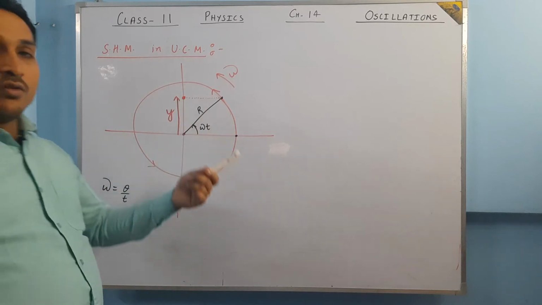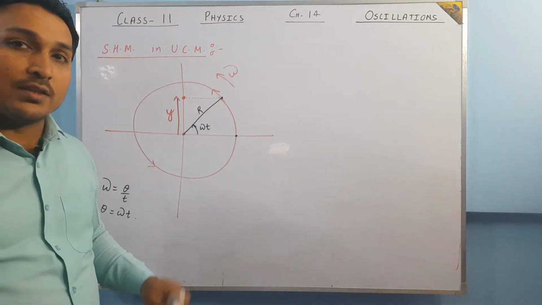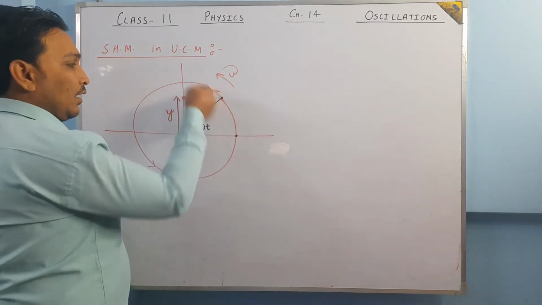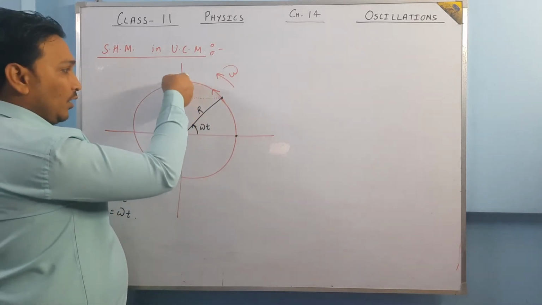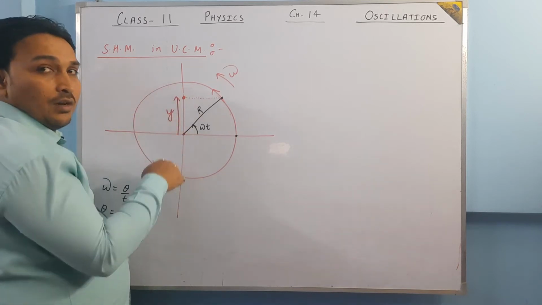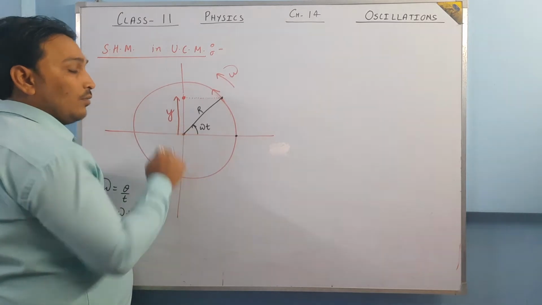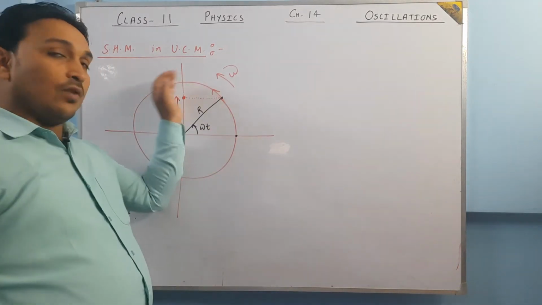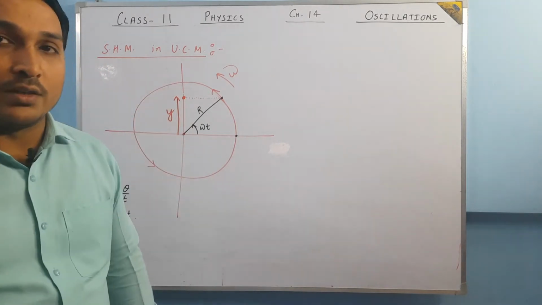Motion of the particle is not SHM. Actually, the motion of its projection on the y-axis is SHM. Just see, if the particle goes like this, its projection goes upward. If the particle is going this way, then its projection comes downward. As the particle goes this side, its projection comes downward, then comes again to the mean point. So as the particle is moving in uniform circular motion, its projection on the y-axis is executing SHM.